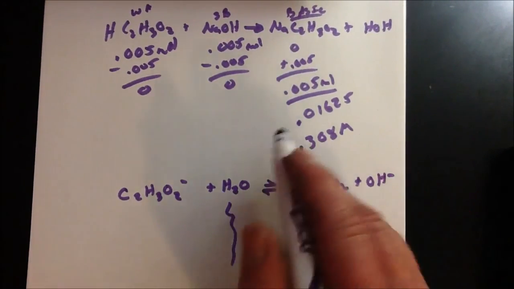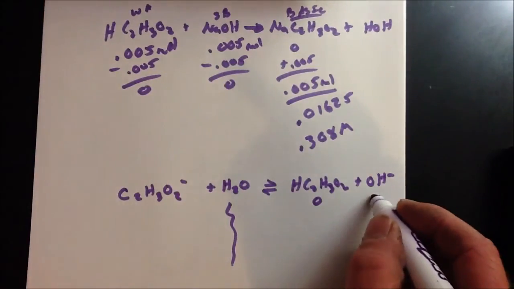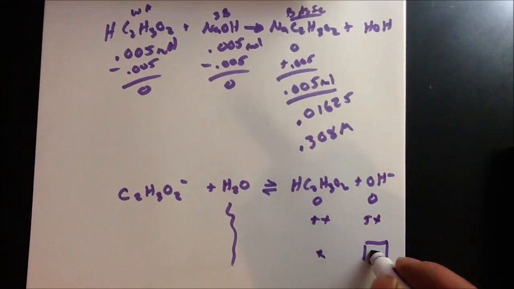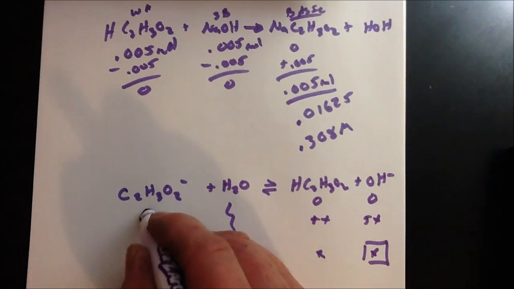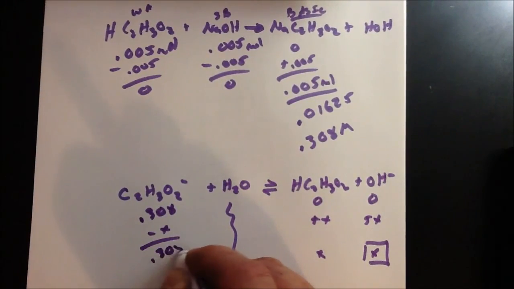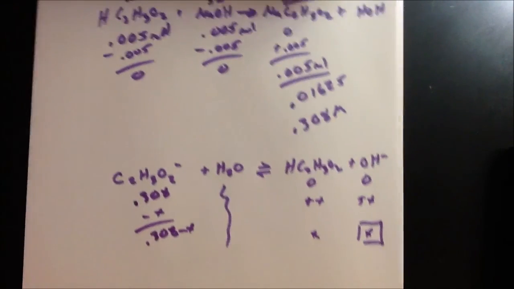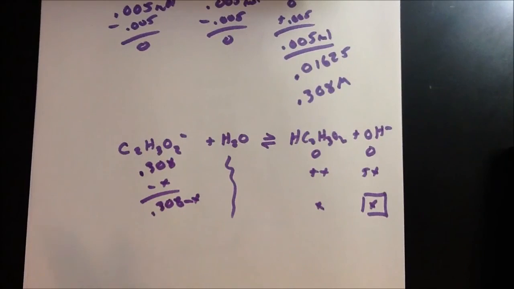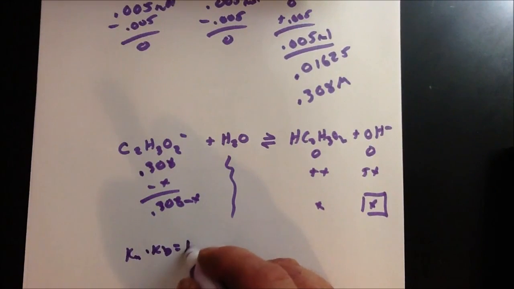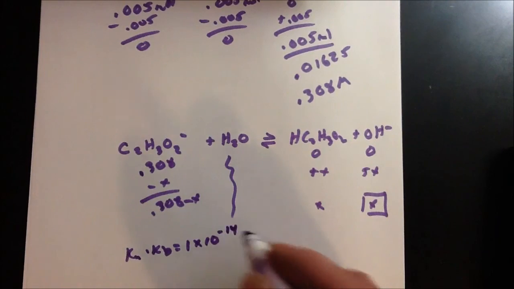Now, prior to any equilibrium, there's not any acetic acid, so up by X to X, up by X to X, and this one's 0.308, down by X, 0.308 minus X. And now where do I get a Kb for the acetate ion? Well, I use the Ka for acetic acid to find that, because Ka times Kb equals Kw at 25 Celsius, 1 times 10 to the negative 14.